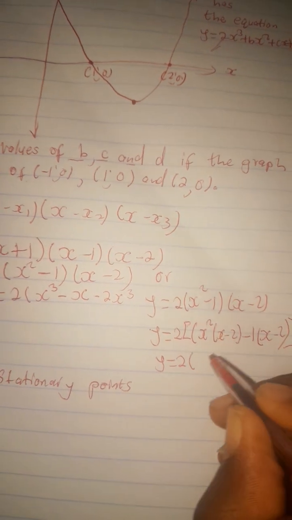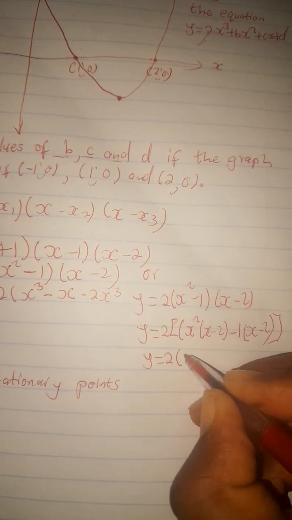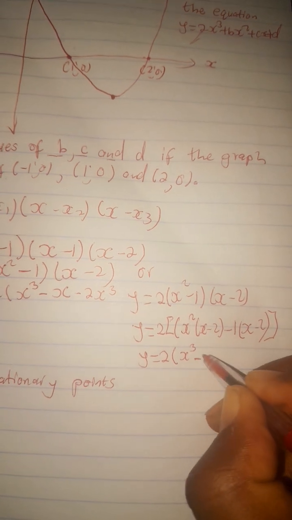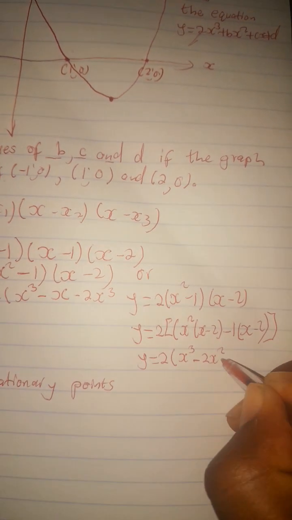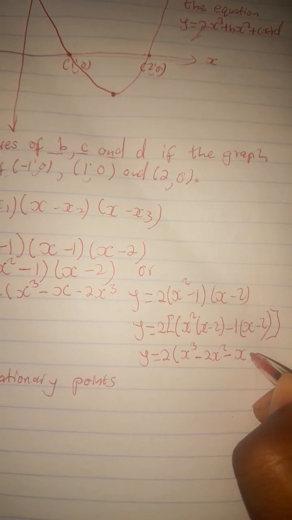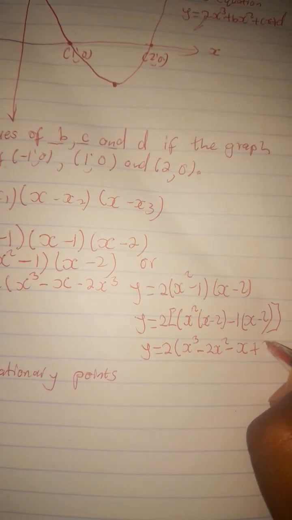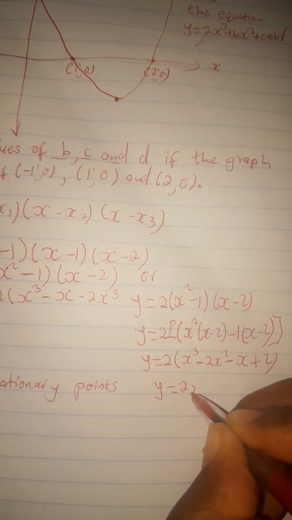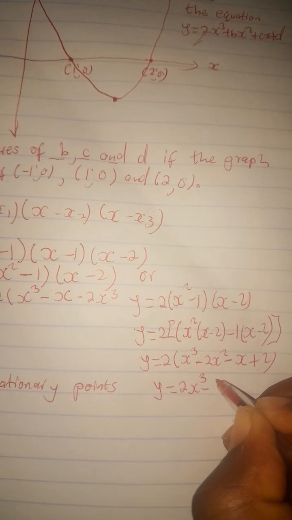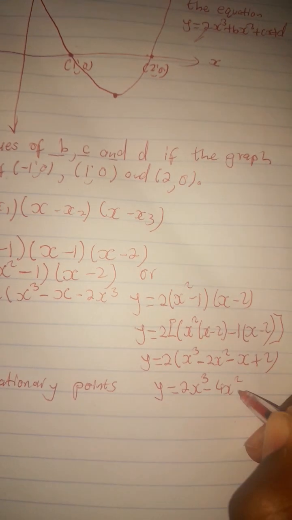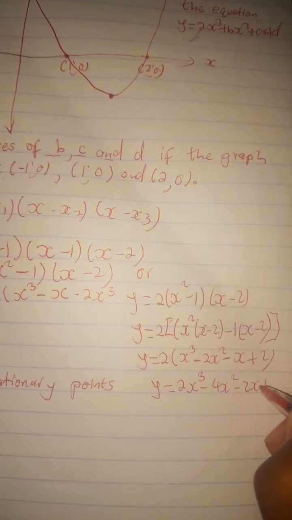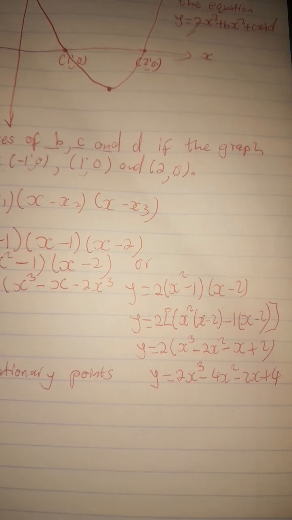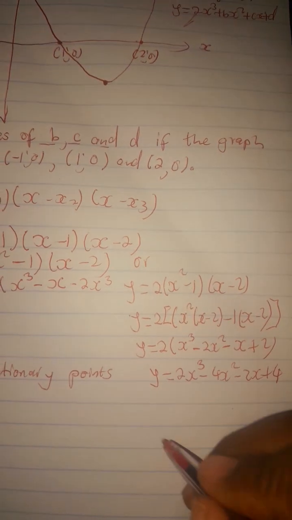We could have x squared times this, which is going to be x cubed. Then x squared times minus 2 is minus 2x squared. This is going to be minus x, and negative times negative is plus 2. So when we simplify further, we are going to have 2x cubed minus 4x squared minus 2x plus 4. This is what we are going to have using the distributive property.